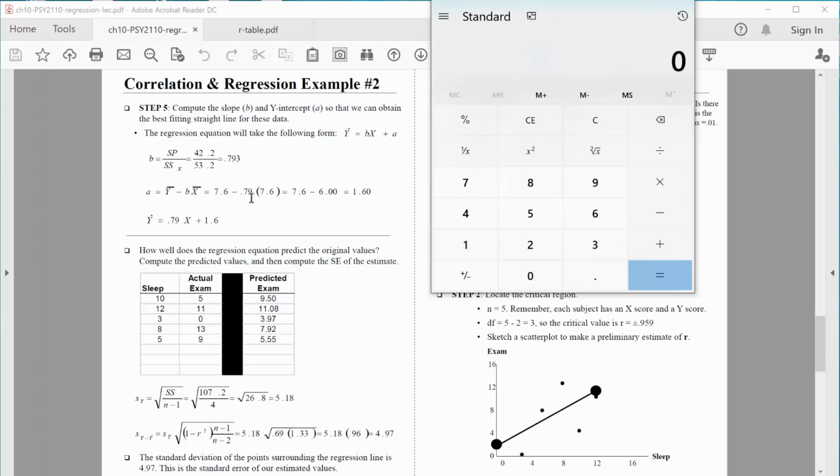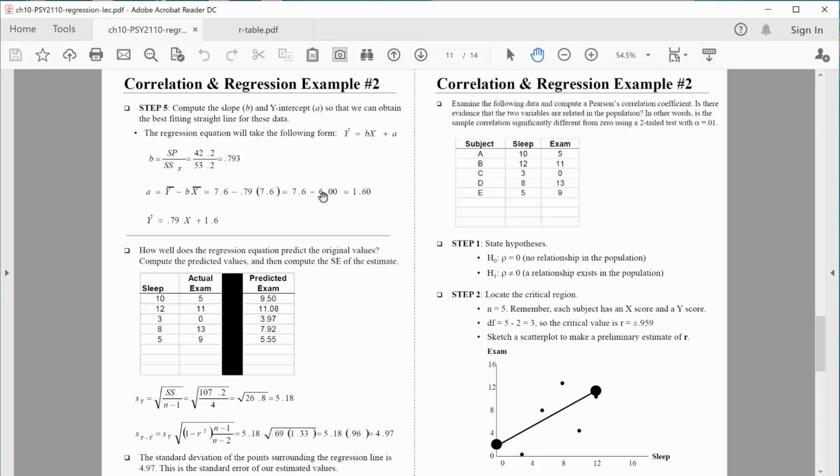In our next step, we're going to do this multiplication right here. So we take 0.79 and multiply by 7.6. That equals about 6 if we're going out to 2 decimal places. So we're left here with 7.6 minus 6, so our y-intercept equals 1.6. Now that we know the regression coefficients for the regression equation, we can put it all together. Predicted y, your predicted exam score, equals 0.79 times the amount of sleep you get plus 1.6.